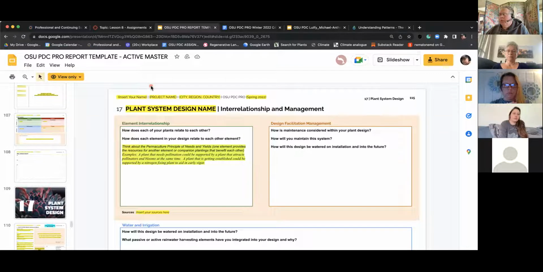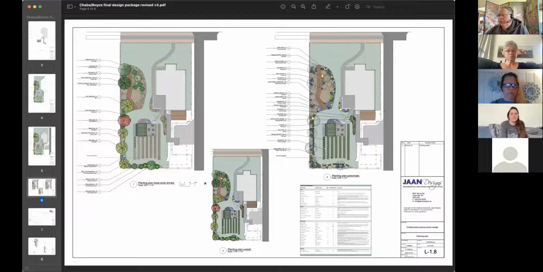And that's about it. So one thing I will do here is just give you a peek at a little planting plan we just finished up. And it's just a little urban garden.